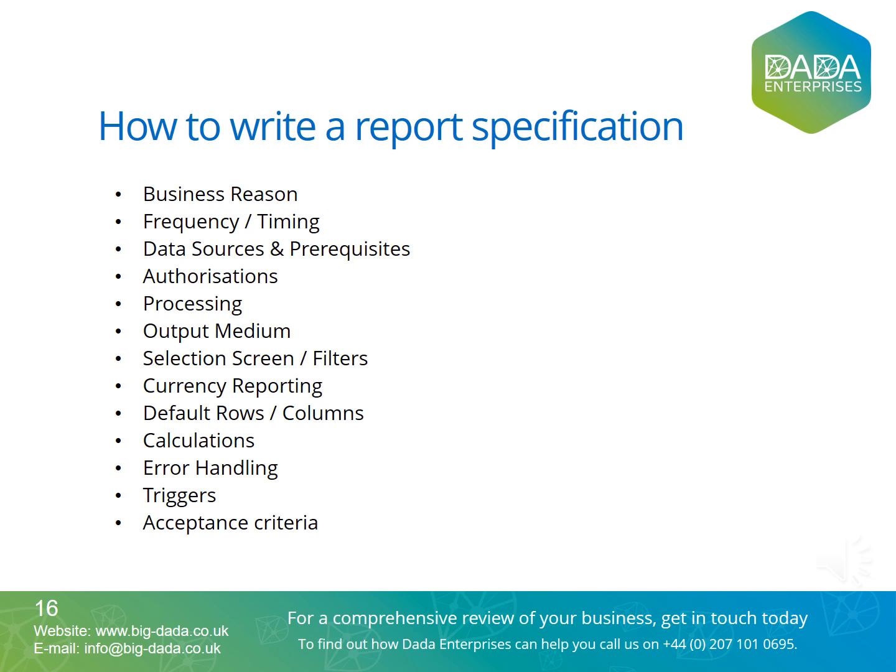So, writing a report specification before any significant IT investment can ensure that the right systems, right processes and governance structure are in place. The components of a report specification would be business reason, the business requirements and justifications. Why is it needed? Who by? And what will they use it for? Frequency and time. How often will the reports be required? Who will trigger them? For example, will they be run automatically or by a manual trigger?